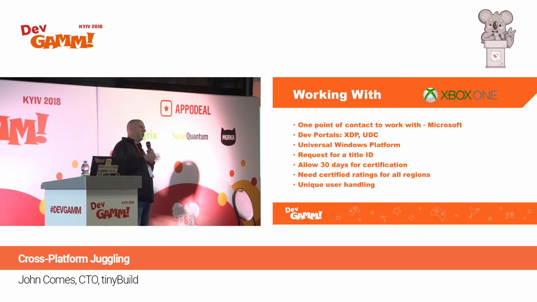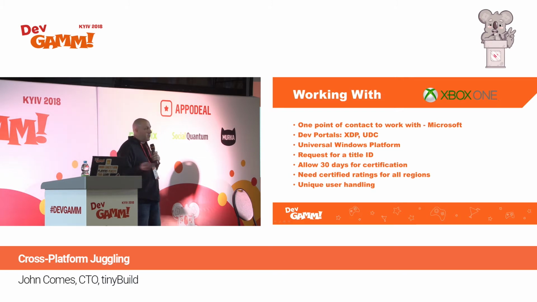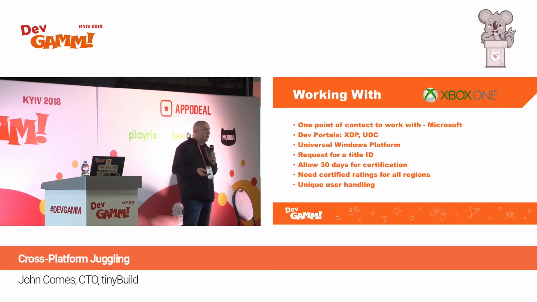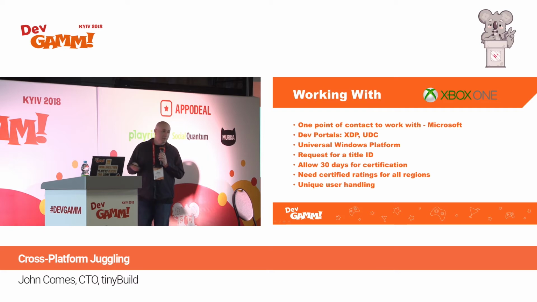So if you build a game specifically for Xbox, you'll only deal with XDP. If you build a game for UWP, Universal Windows Platform, you're going to use their other portal. Don't need to use both, unless you decide to do both for some reason. You wouldn't really do that. Just like Sony, you need to talk to your DevRel in order to request a title ID in order to get on. Allow 30 days for certification as well.